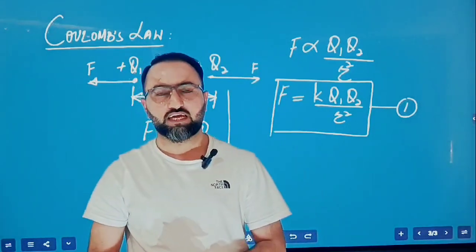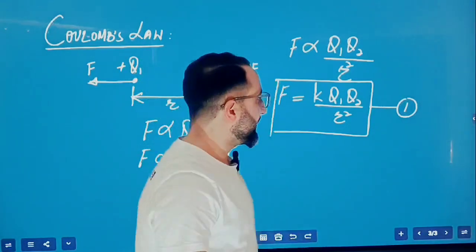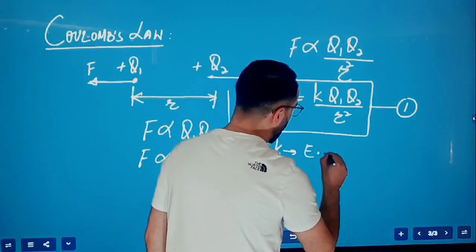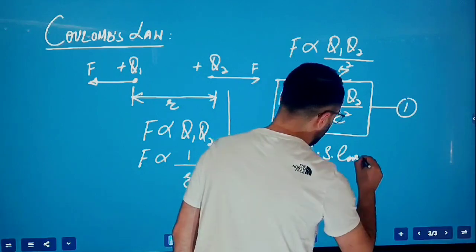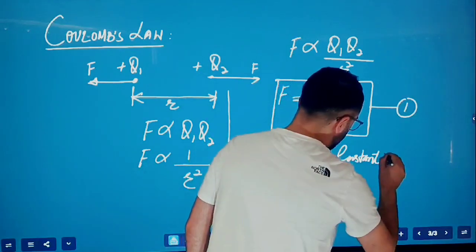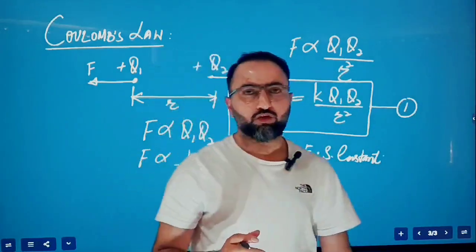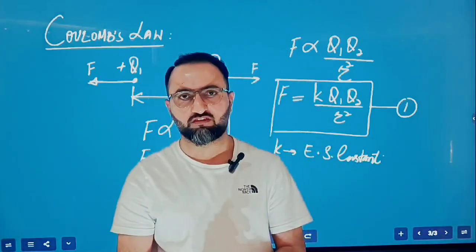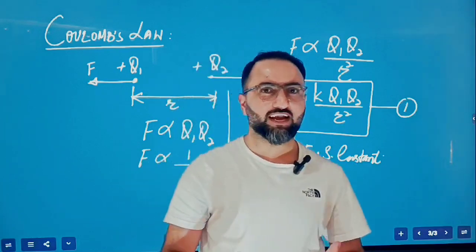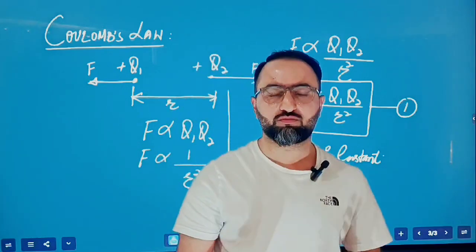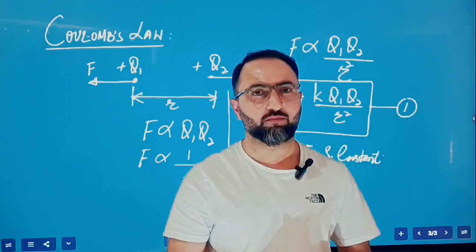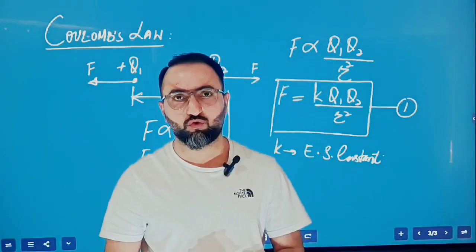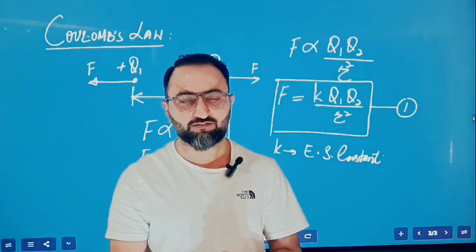And what about this K? This K is called the electrostatic constant. You know Newton's law of gravitation: the force is directly proportional to the product of the masses and inversely proportional to the square of the distance. You see that Coulomb's law and Newton's law of gravitation are nearly the same. But there is a slight difference between the gravitational force and the electrostatic force.